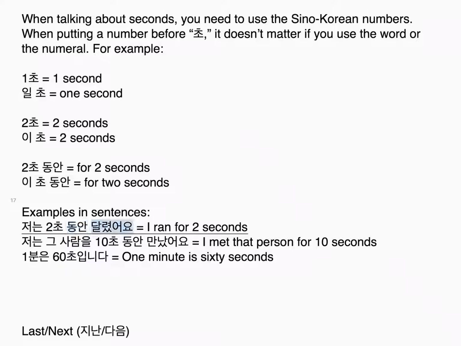저는 2초 동안 달렸어요. I ran for 2 seconds. 저는 그 사람을 10초 동안 만났어요. I met that person for 10 seconds. 1분은 60초입니다. A minute is 60 seconds.